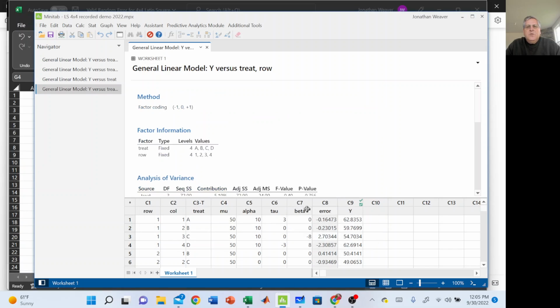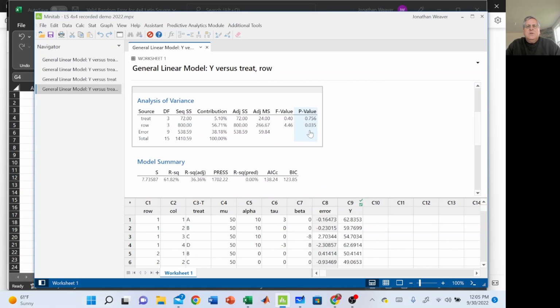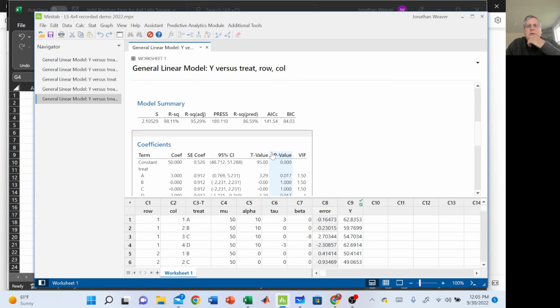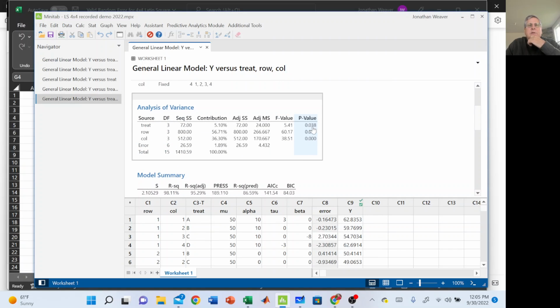So this would be as if it were a randomized block design. We still fail to reject treatment. Okay, so in this case, you would have had to block by both, such as we had before: treatment, row, and column. And in fact, we're back to that 038.